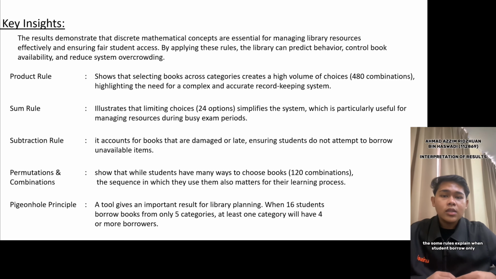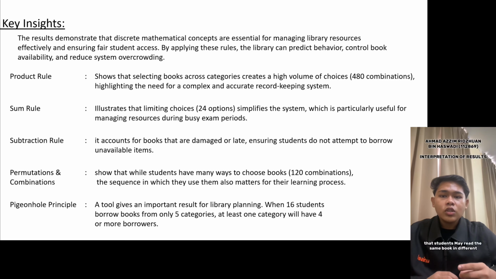Next, the sum rule explains when students borrow only one book from certain categories. The 24 choices show that fewer options make the system easier to control. This is helpful during busy times like exams. The subtraction rule shows what happens when some books are not available. When books are damaged or returned late, the number drops from 14 to 13. This shows the system must always be updated so students do not get confused.